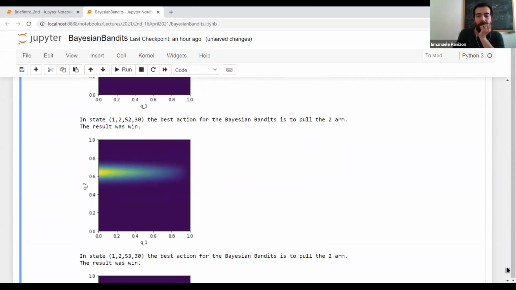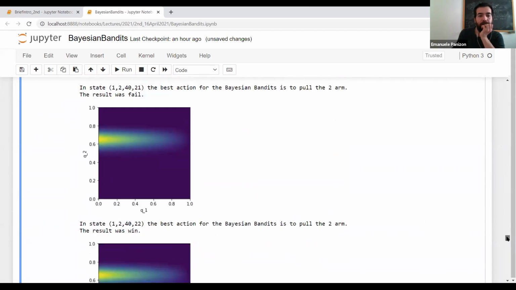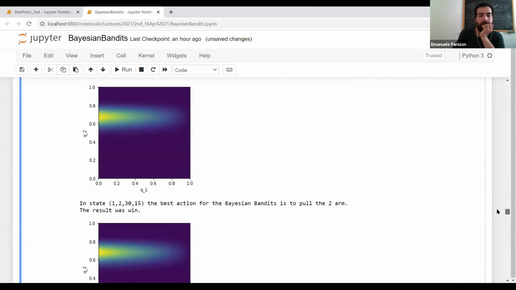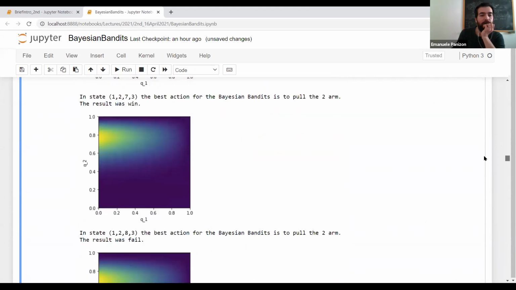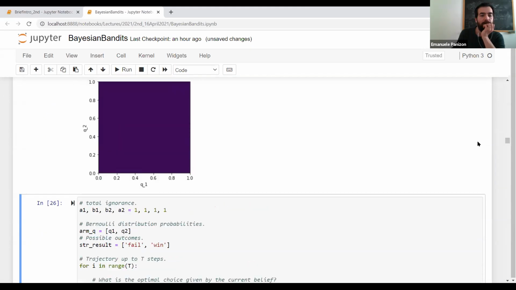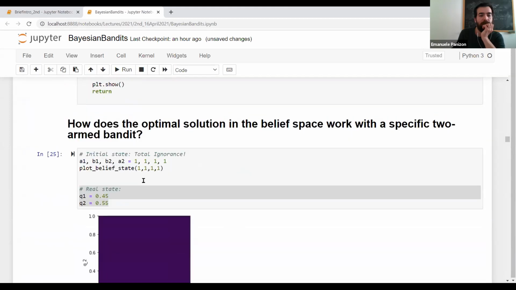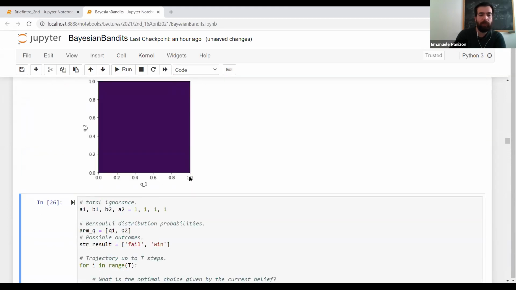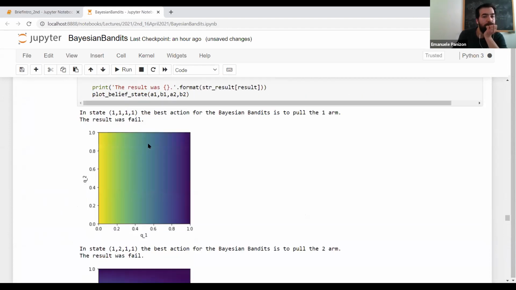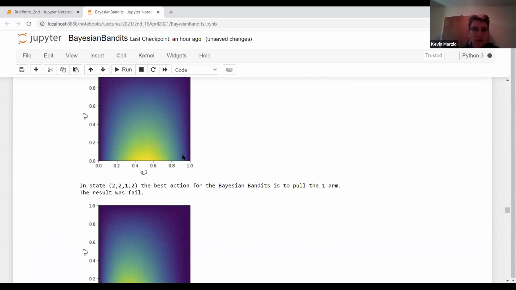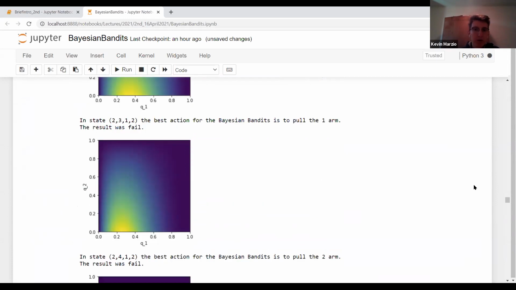Okay. Have I, perhaps I should have taken, wait. While I do this, do you have questions? Sorry, yes. Is there a way to make the model more explorative or more exploitative?